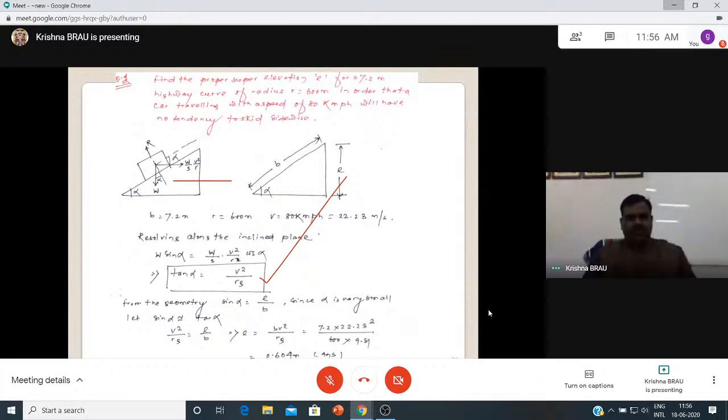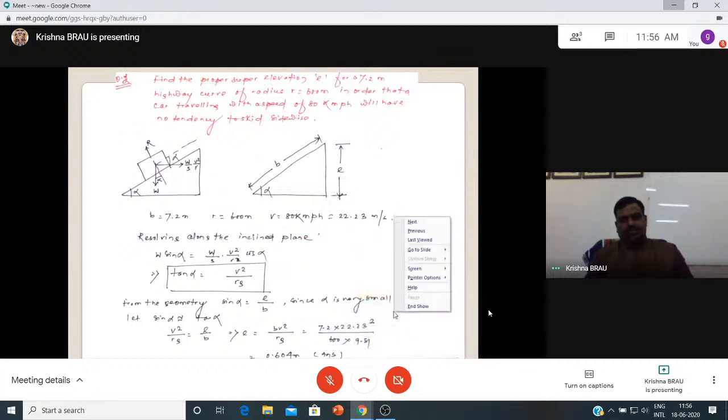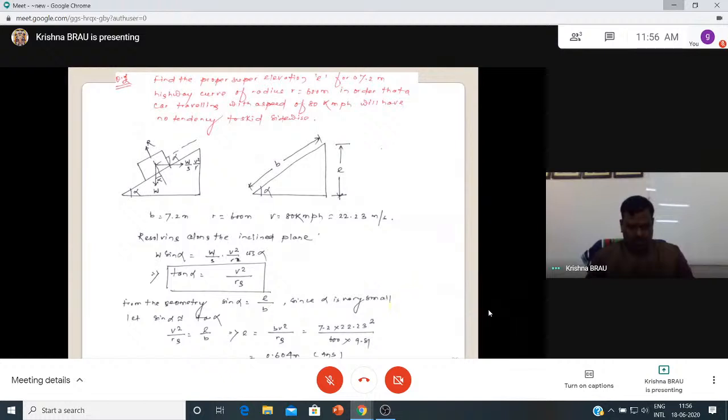Resolve the forces along axis. From the geometry, the super elevation height is E. This tan alpha, if you can consider E by P sin alpha, this is for small angles, sin alpha is equal to tan alpha.